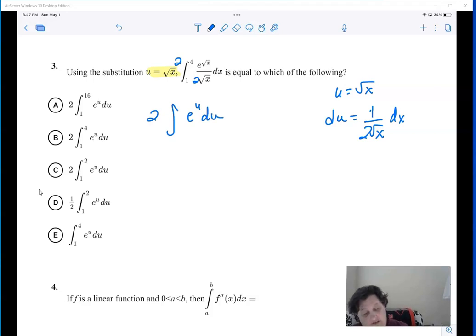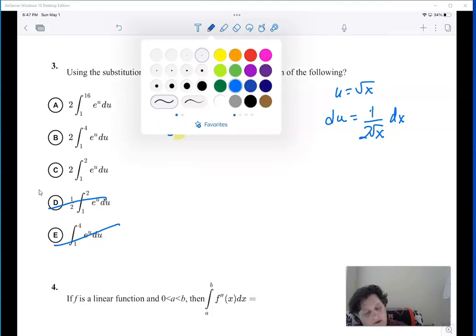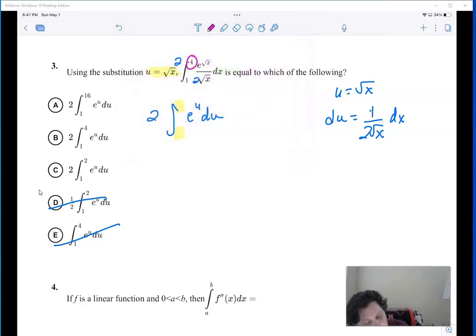The first thing is it has to have a 2 in front of it, which means I can get rid of those. Next, we have to change our endpoints in terms of u. We take this 4 and plug it in. The square root of 4 is 2, so that changes to a 2. I take this 1 and plug it in. The square root of 1 is 1. It's 1 to 2.